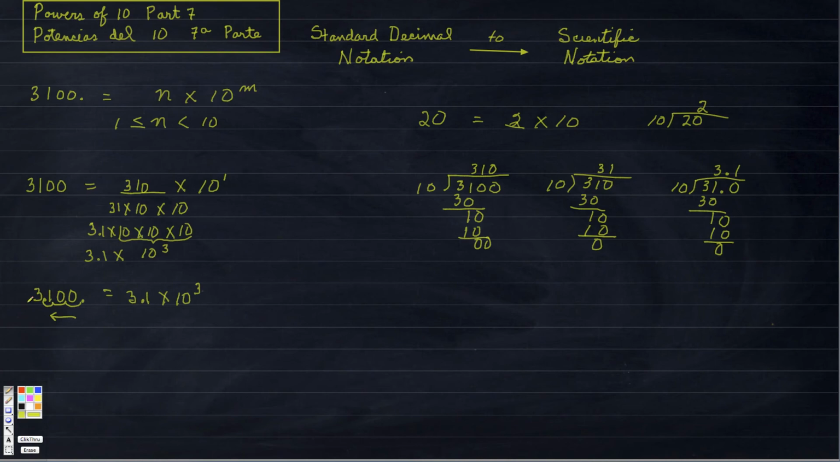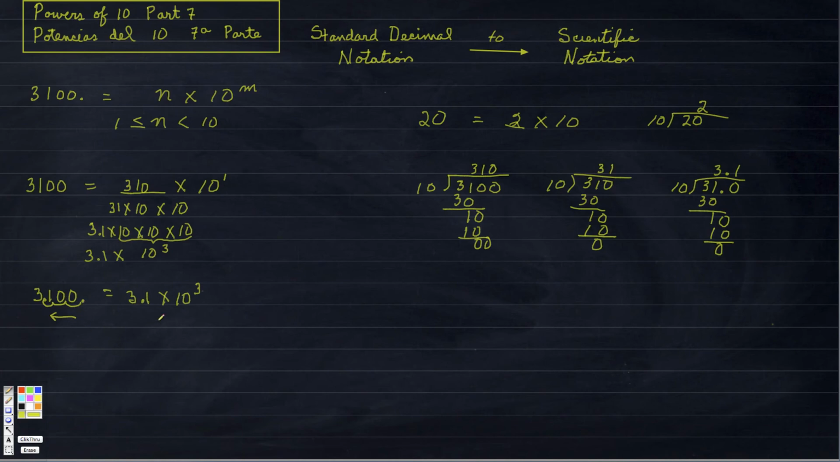No quiero que se pase de 3.1 porque si lo cambio hasta al último lugar, entonces me da un número que es menos de 1. Como ya vimos, la n tiene que estar en medio del 1 y el 10. So de ahí voy a sacar el 3.1 y luego el número de lugares que corría el punto me da el exponente del 10. Okay.